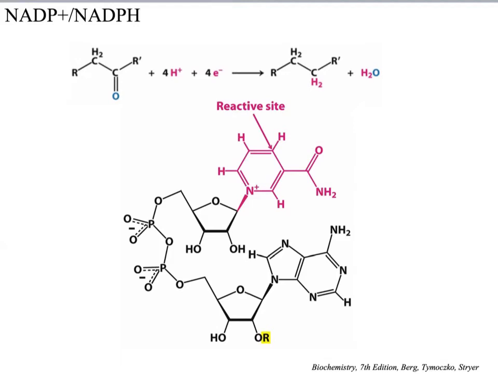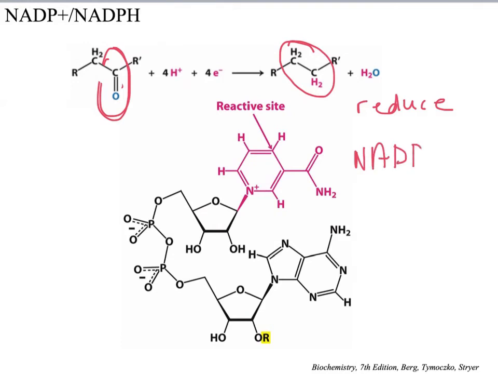So if you look on top, for example, in order to synthesize a fatty acid, we have a ketone group that's oxidized in a 2-carbon unit here. And we need to make it into these methylene groups. And so we are going to reduce the carbons. So in addition to ATP, we need an electron donor instead of an electron acceptor. And that electron donor is going to be NADPH.